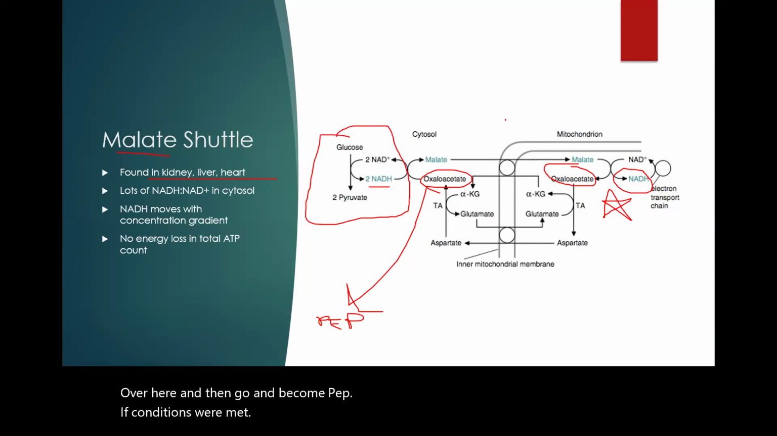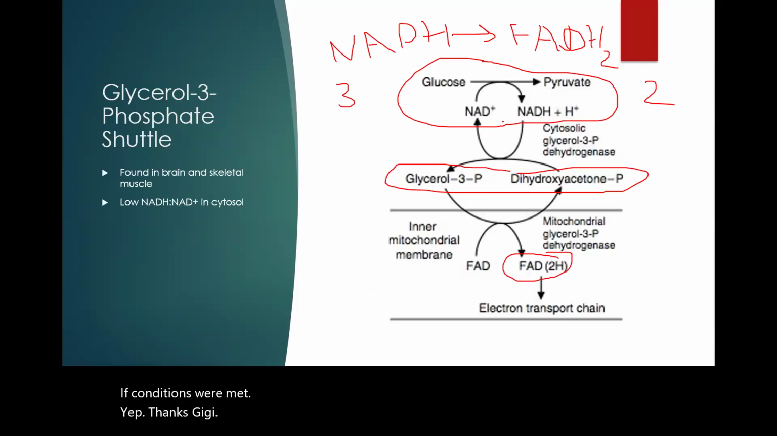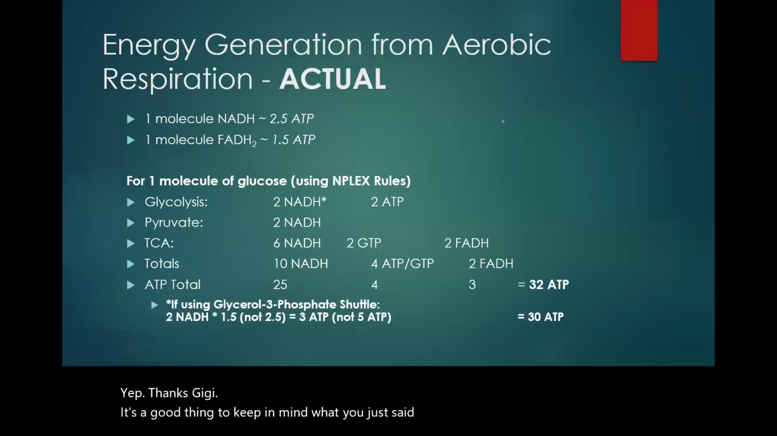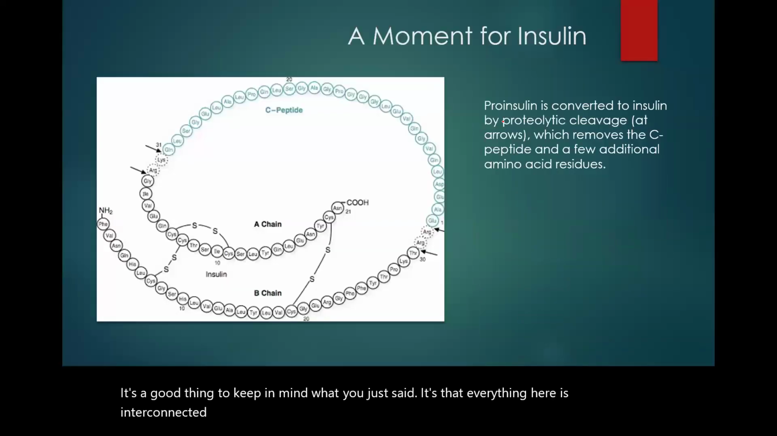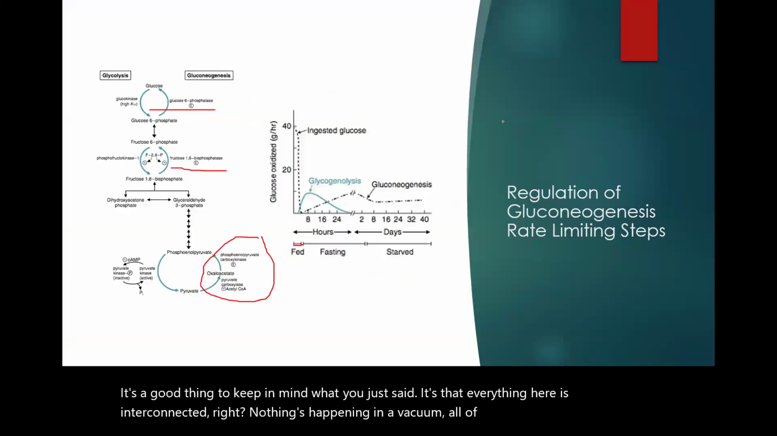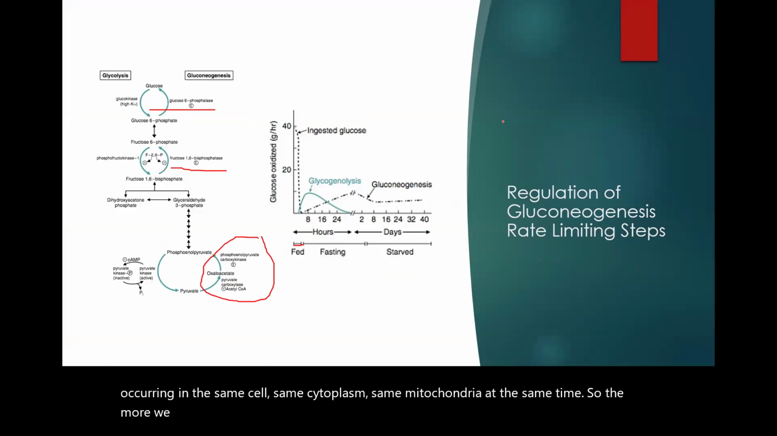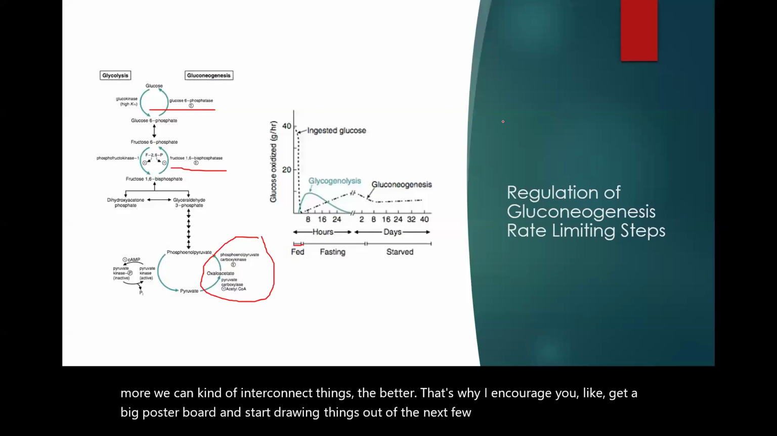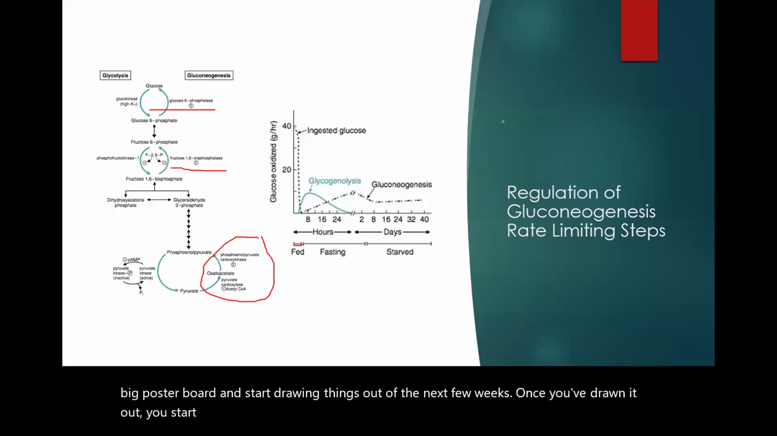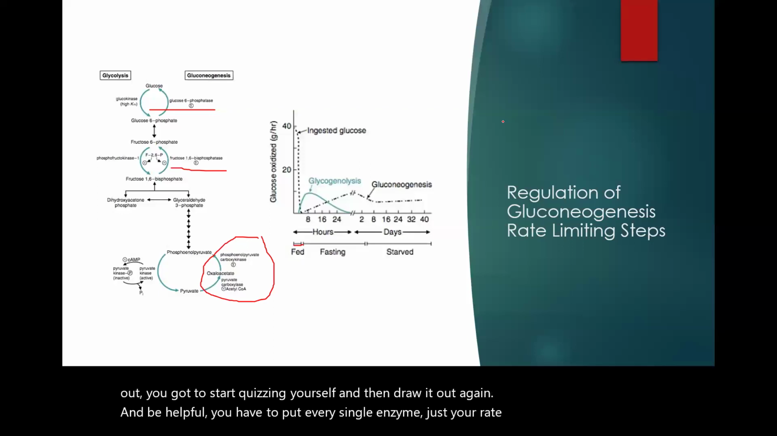Thanks, Gigi. The good thing to keep in mind, what Gigi said, is that everything here is interconnected, right? Nothing's happening in a vacuum. All of these different reactions are occurring in the same cell, same cytoplasm, same mitochondria, same time. So the more we can interconnect things, the better. That's why I encourage you to get a big poster board and start drawing things out over the next few weeks. Once you've drawn it out, start quizzing yourself and then draw it out again. It can be helpful. You don't have to put every single enzyme, just your rate limiters, your important ones.